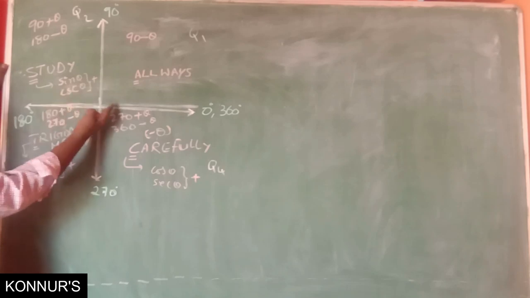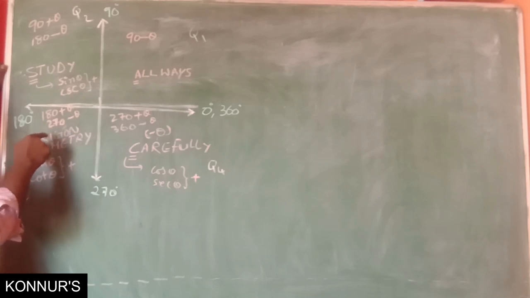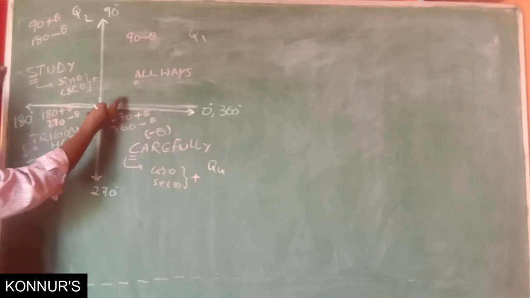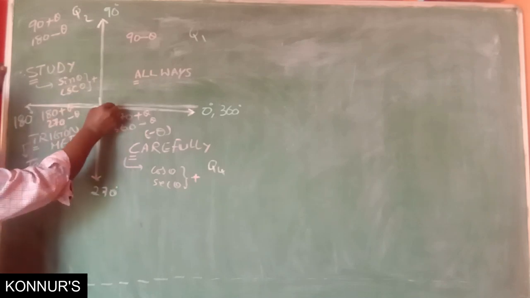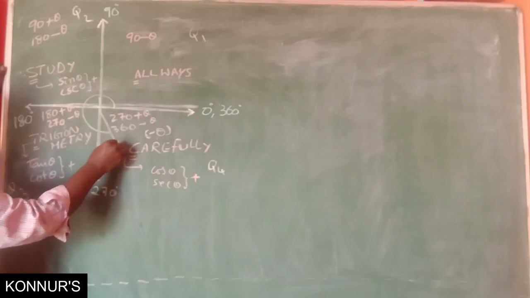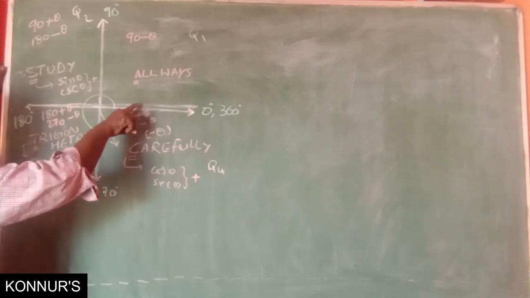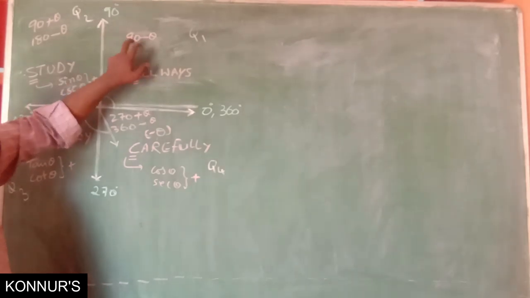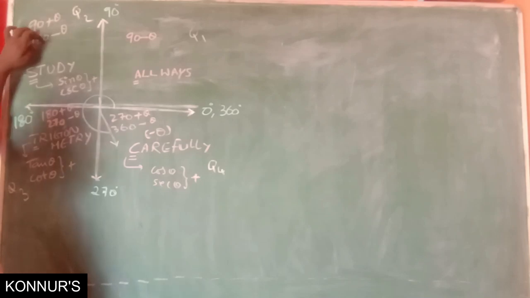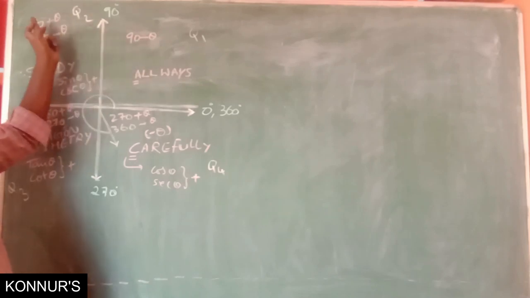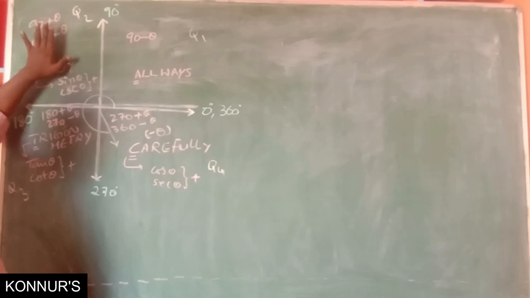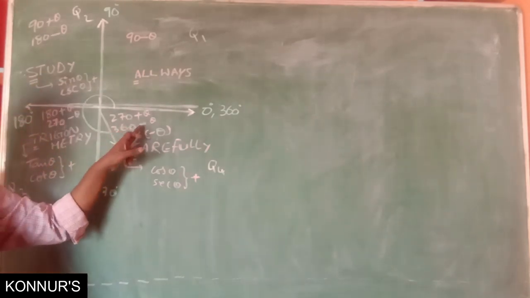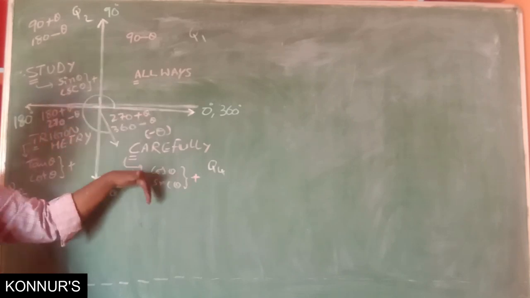Similarly, one half rotation covers 180 degrees. Suppose it comes beyond this, 180 plus means third quadrant. 270 minus is also third quadrant. Suppose it exceeds 270, then it is 270 plus, or otherwise 360 minus, we may say. So once again: 90 minus means first quadrant. Taking theta as general, 90 plus theta and 180 minus theta are second quadrant; 90 minus theta is first quadrant; 180 plus theta and 270 minus theta are third quadrant; 270 plus theta and 360 minus theta are in the fourth quadrant.